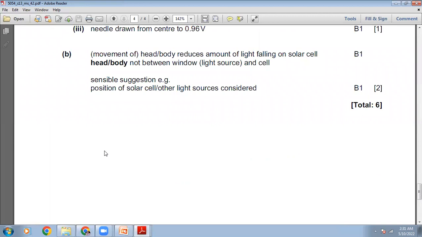Movement of the head or body reduces the amount of light falling on the solar cell. Head or body not between the window, light source, and cell. Any sensible suggestion, for example, position of the solar cell, other light sources considered. You can also put the solar cell in such a way that more light falls on it, or you can switch on more sources of light there, or you can open more windows.